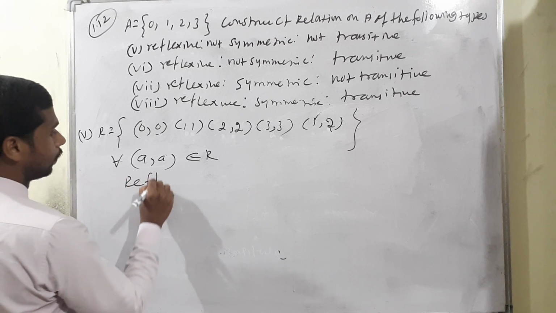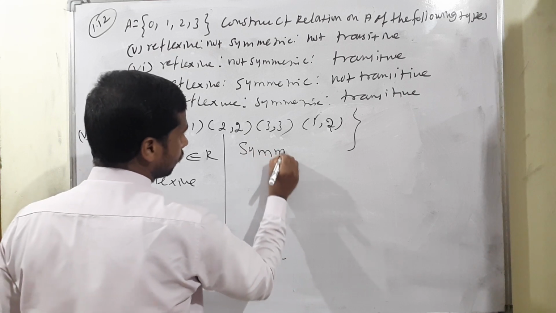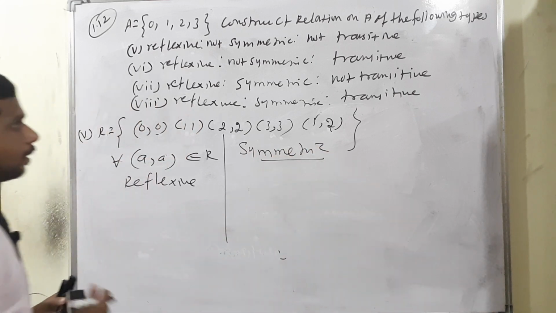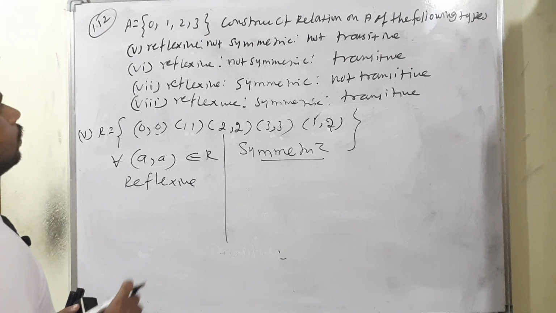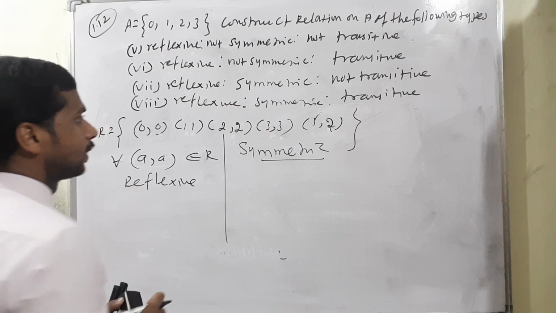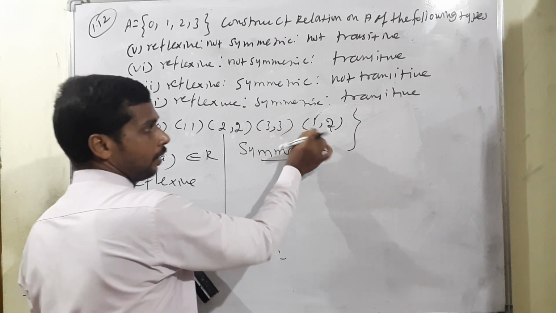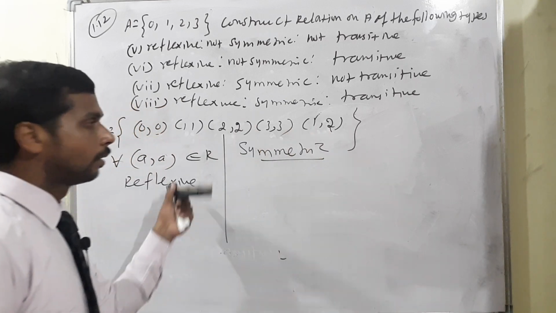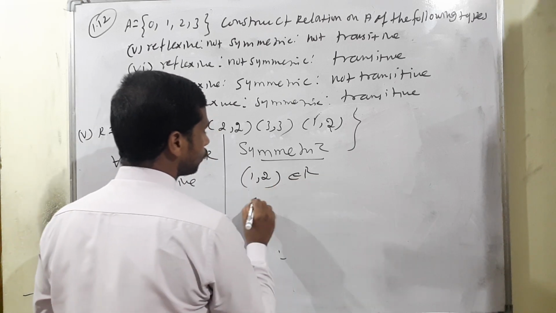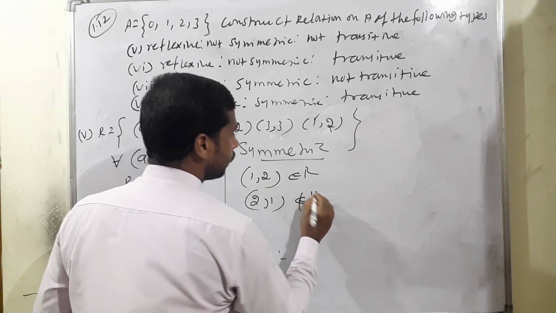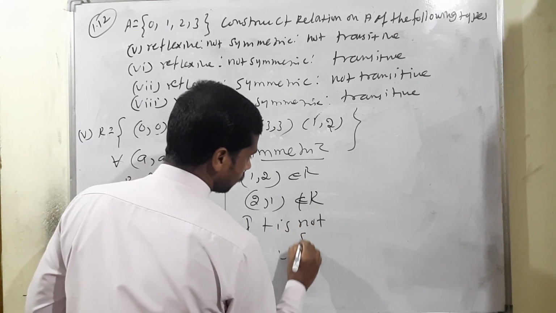It is called reflexive. Second one, symmetric. Symmetric means definitely we can say no. So sixth one, not symmetric. Not symmetric, what is the meaning? A comma B belongs to R means B comma A also. That's why I just added 1 comma 2. Is there anything 2 comma 1? There is nothing. Therefore we can say 1 comma 2 belongs to R, but 2 comma 1 does not belong to R. Therefore it is not symmetric.